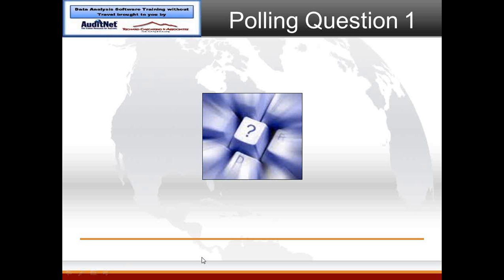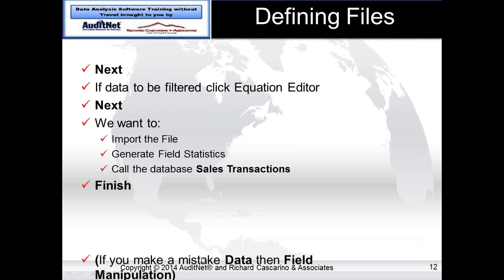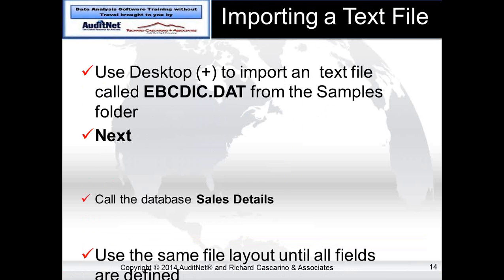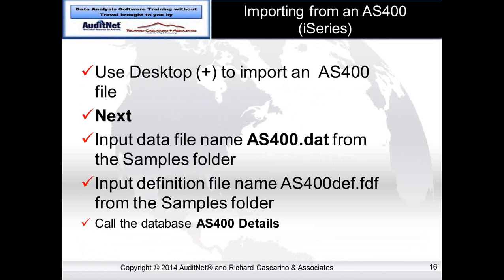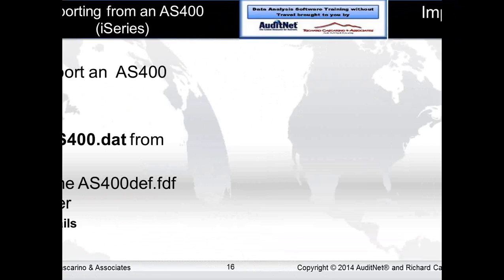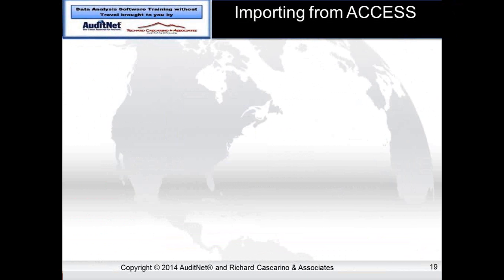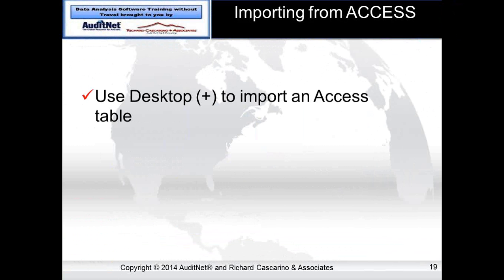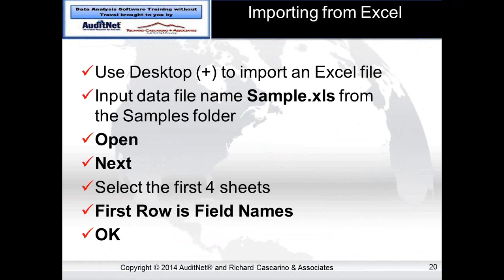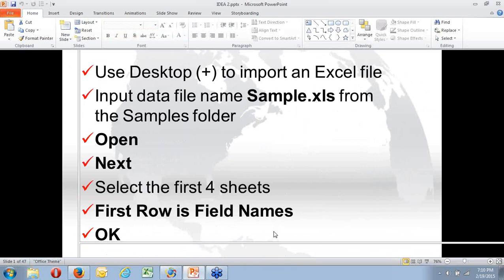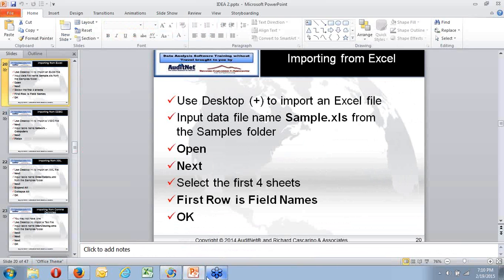Let me just have a look. Polling question 1, text file, Ipsodic, AS400, oops, importing from DBase. Polling question 2, importing from Access, importing from Excel. You're right, I apologize. I have omitted a polling question. That's what happens when you get carried away.